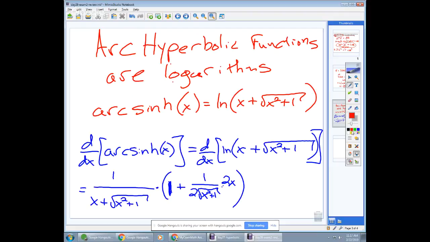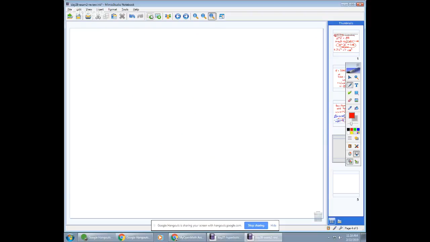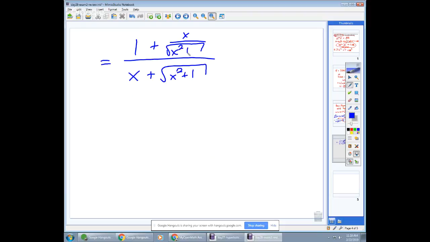Okay, so cleaning that up, first I'll do just a little work here, then I'll rewrite it. This 2 here divides with that 2 right there. And then otherwise, I'm just going to take this parentheses and slap it in the numerator. Okay. So now I have a fraction. In the bottom, we have x plus the square root of x squared plus 1. In the top, we have 1 plus x over the square root of x squared plus 1.